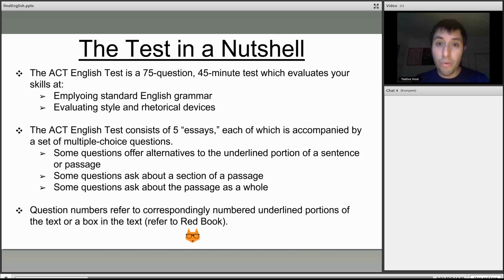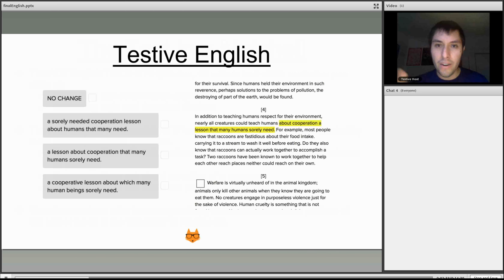The Testiv approach is very similar, except for some minor differences here. We're numbering the paragraphs just as you will see on the actual exam, but rather than underlining and numbering sections that questions are associated with, we're simply highlighting the important information that you need to look at in order to answer the question and providing it to you side by side. So you'll have the passage, as you can see here on the right, and the question on the left.